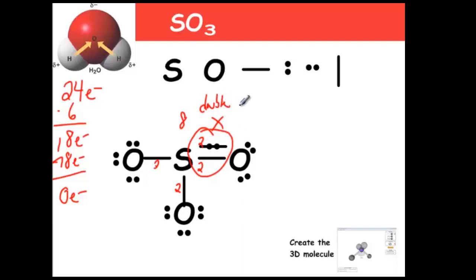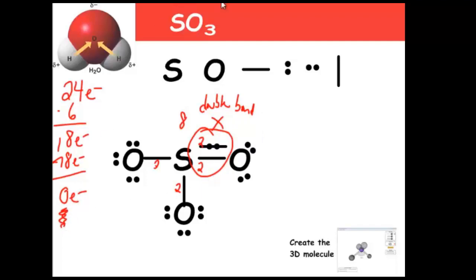And that's how you know whether or not to make a double bond. The fact that we ran out of electrons and we realized that the sulfur wasn't happy was an indication that we have to turn some of those extra electrons into a double bond. So you have to keep track of your electrons.